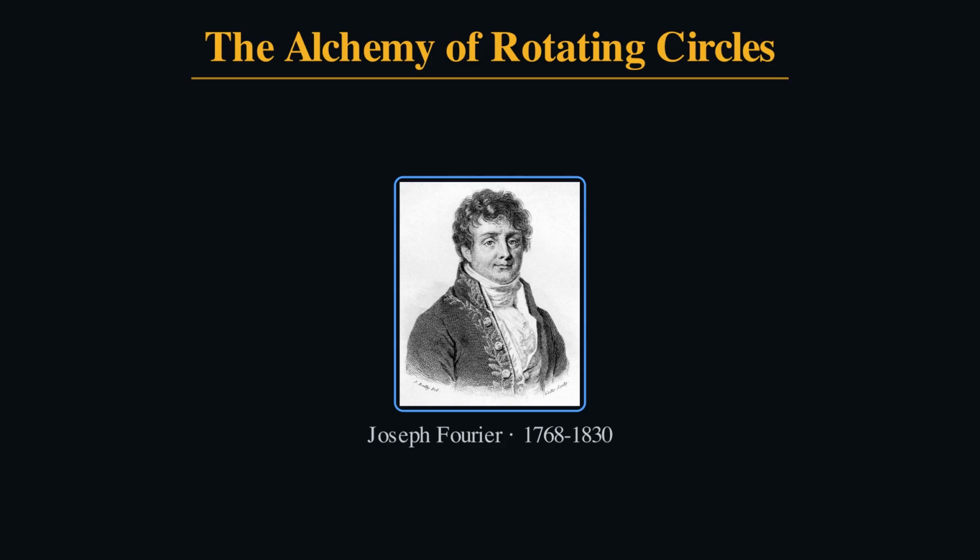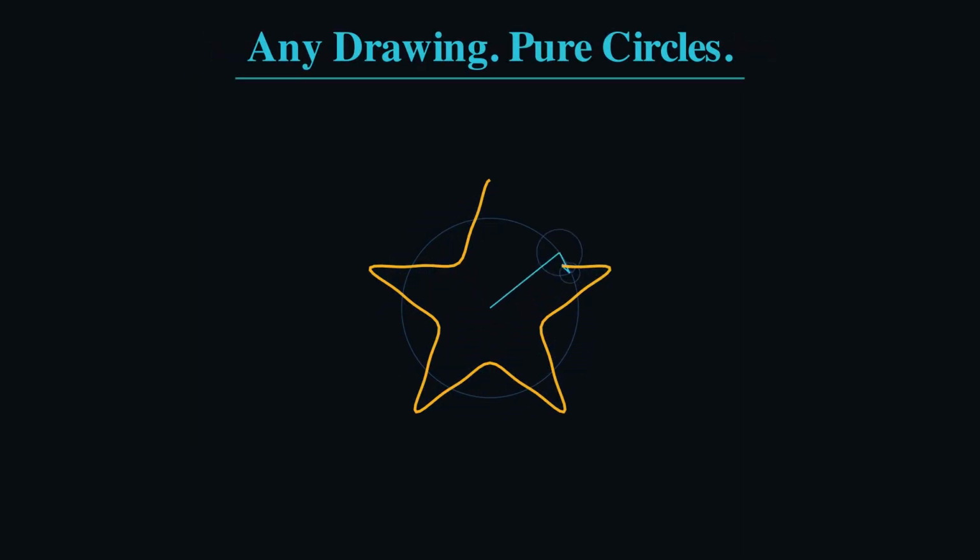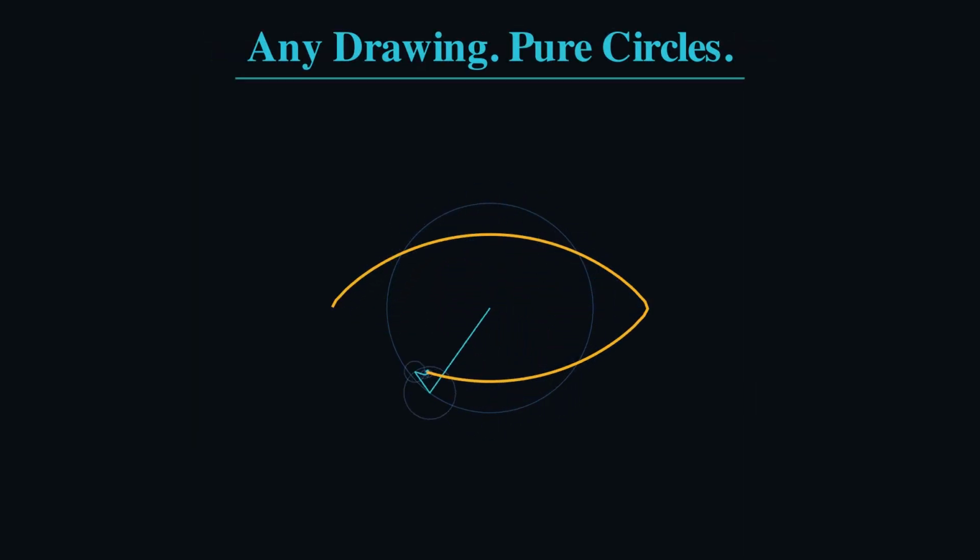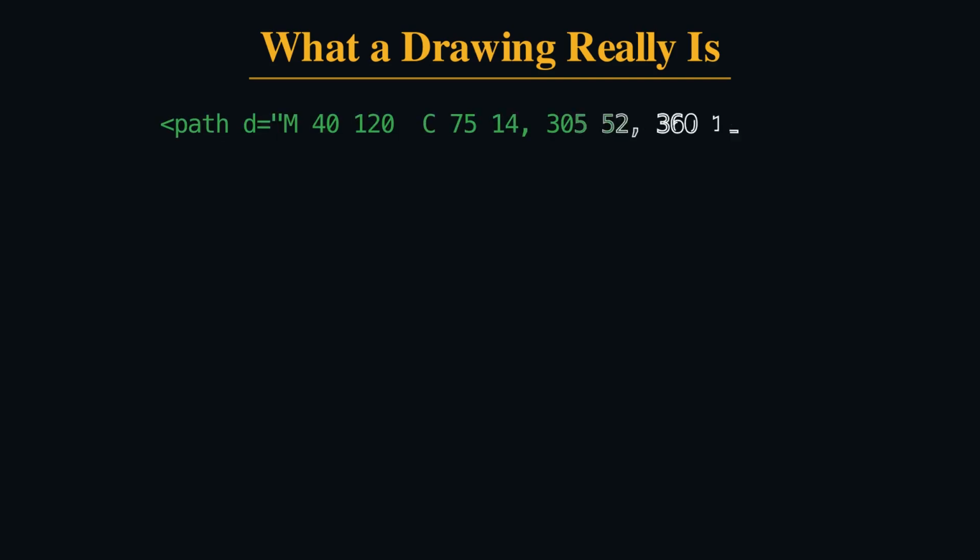Give Python any drawing, and it will find the hidden circles that recreate it. A star, an eye. By the end of this video, you will know exactly how this works, and you will be able to build it yourself in 30 lines of Python. First, the honest part most tutorials skip.